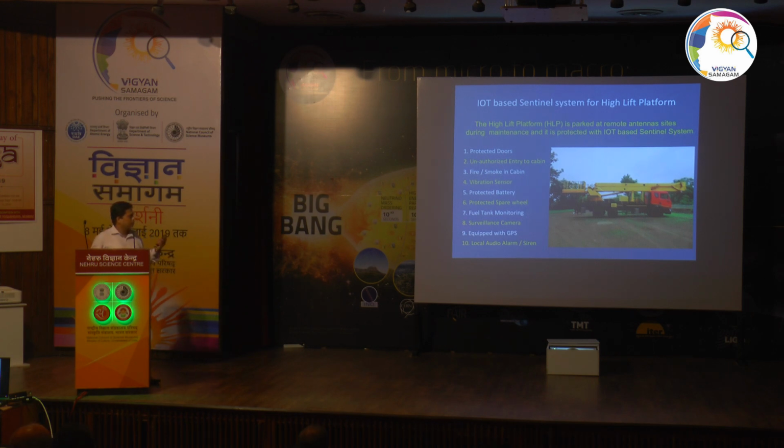So the surrounding environment can also be monitored by cameras. There are cameras installed, passive infrared sensors are there. Then the spare wheel. Because it is a remote place, people try to steal, theft, that we have to protect against. I'm coming to that. So it is equipped with GPS again. If someone tries to steal the whole vehicle, then it has a GPS installed within it. Then alarms are there also.